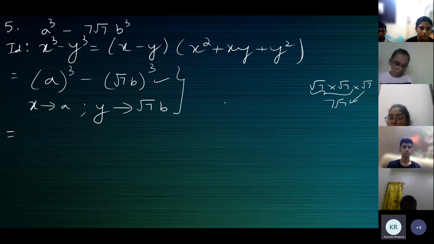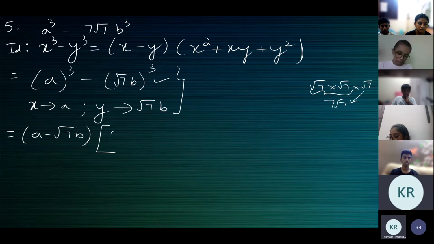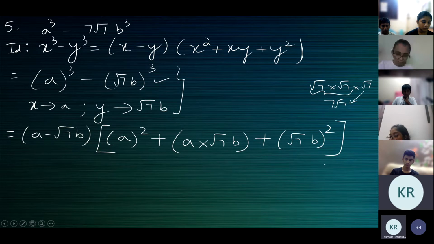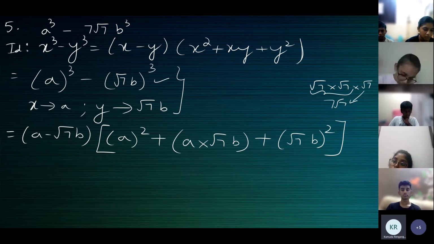Now the answer, which is in the RHS: x minus y, a minus root 7b, into x square, a square, plus xy, x is a, y is root 7b, plus y square, root 7b the whole square. It cannot be easier, you just have to substitute. You know who's x and who's y. The RHS is the answer. In place of x, you should use a. In place of y, you should use root 7b. That's all. The answer is there in the identity. Both the question and answer are in the identity.